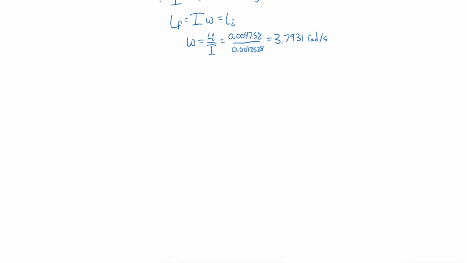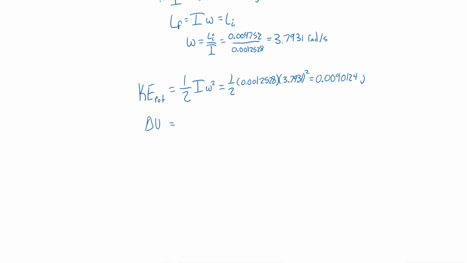All right, so initially, our initial energy is the rotational kinetic energy, 100%. So that is 1/2 times the moment of inertia times omega squared. And we know these values. So if we solve for this, we have 0.0090124 joules. So that's our initial energy. And that is all going to be transferred into potential energy. So that is delta U, the change in potential energy.